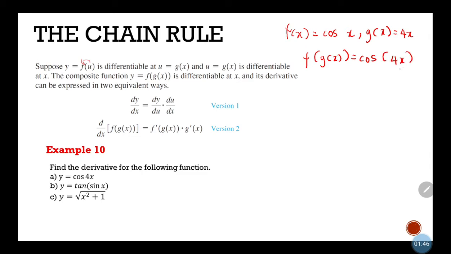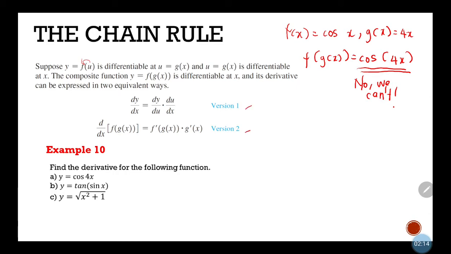Okay, so for this kind of function, can we use the product rule? No, we can't, because this is a composite function. So for a composite function, we have to use the chain rule, which is here.